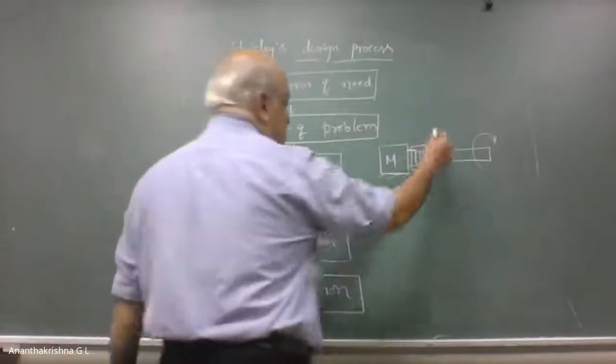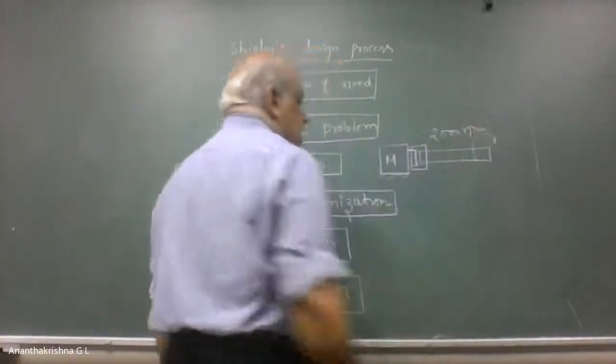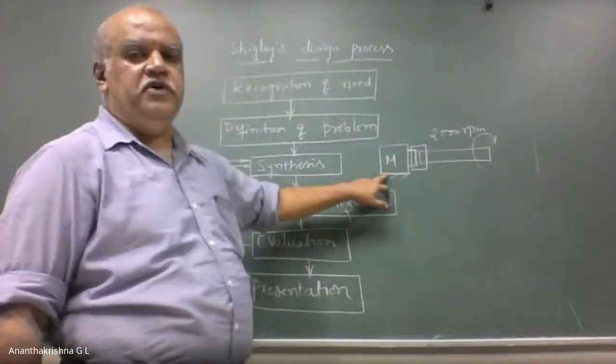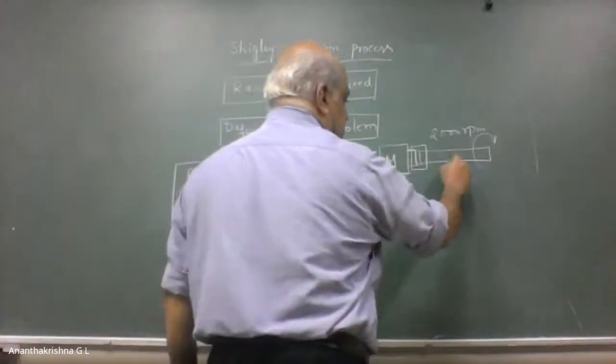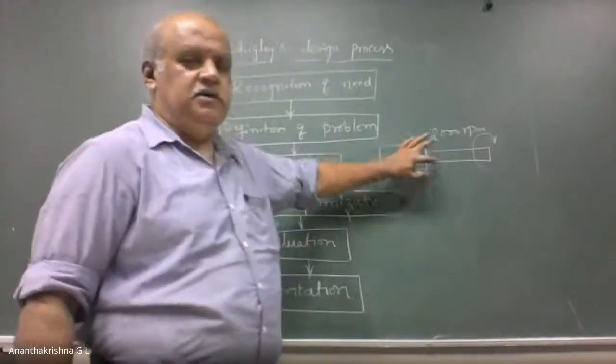Say if I take the shaft to be run at 2000 RPM, then when it runs at 2000 RPM, the motor should be fixed properly, okay? And the shaft should not twist beyond the permissible limits. So again, determine the size of the component.